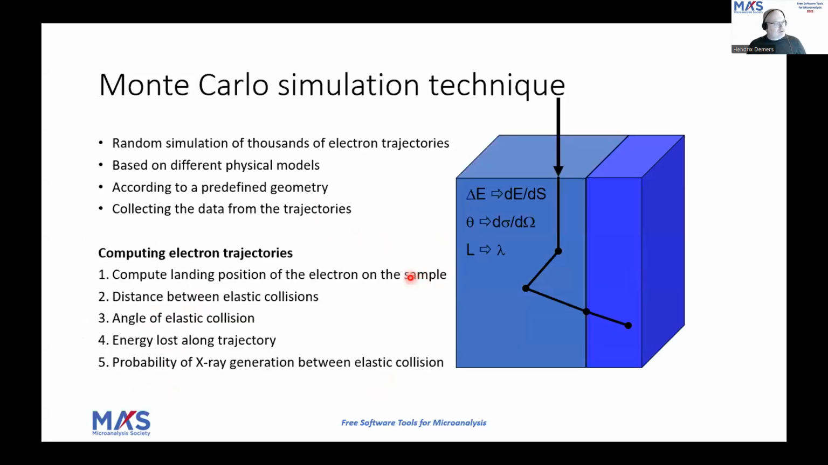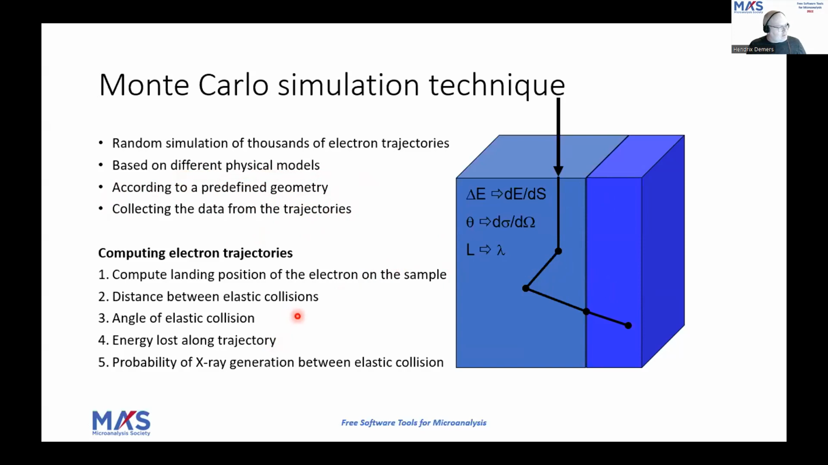Nicholas already mentioned a little bit about what Monte Carlo simulation is. Basically, we use random numbers to simulate the trajectory of electrons inside the material and the interactions inside the material. These three programs basically use similar models, similar also to the ones used by DTSA-II, and some of them define only bulk geometry, while others define a little bit more complex geometry. And all the data are collected from the trajectory or calculated from the trajectory.